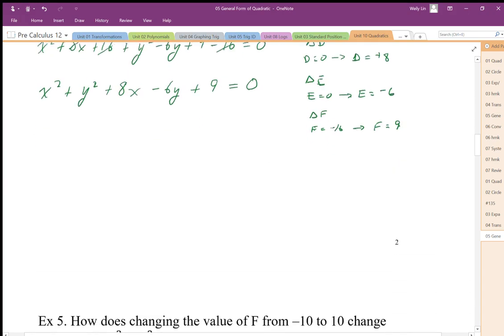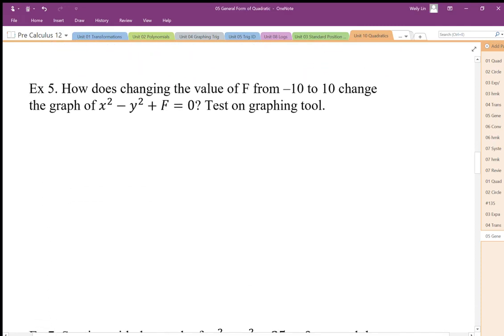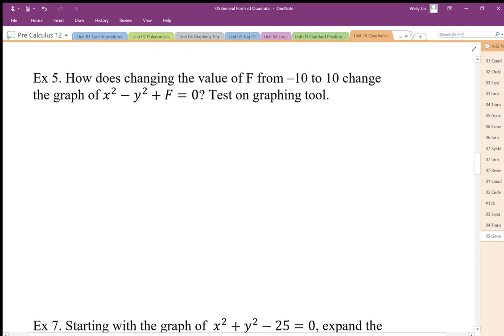So what's happening as we change the f values from negative 10 to 10? We're going to start with this graph, and then we're going to see what happens. We're going to just go to our graphing tool and do that. So basically, we have our hyperbola. It's a rectangular hyperbola. So what's going to happen to this rectangular hyperbola as we change the f value?